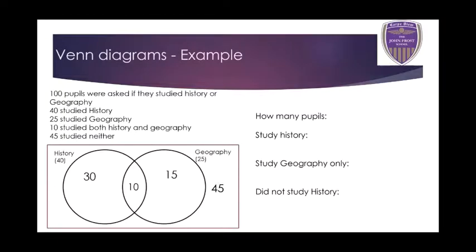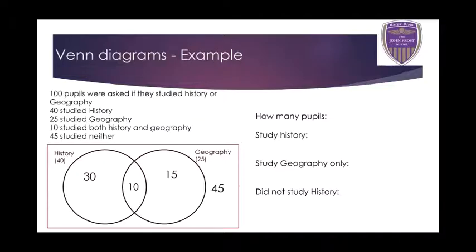So let's have a look at some example questions. This is the same Venn diagram as from the example earlier. 100 pupils were asked if they studied history or geography. 40 studied history, 25 geography, 10 studied both, and 45 studied neither. So the question you can get for this, such as, how many pupils study history?